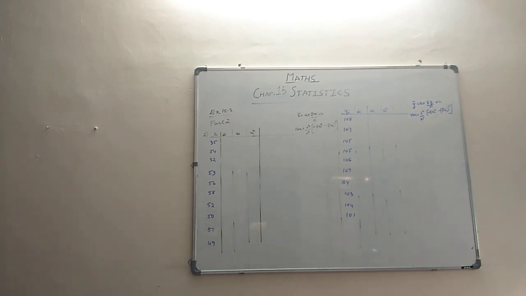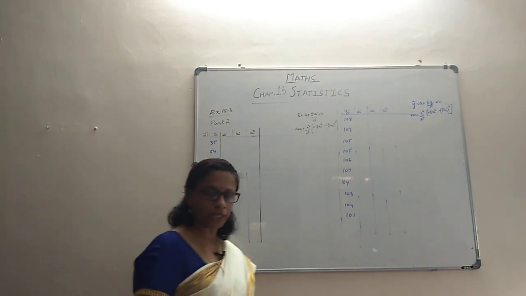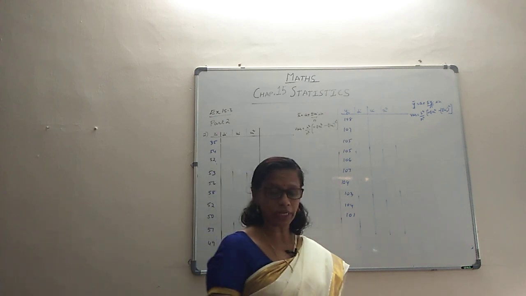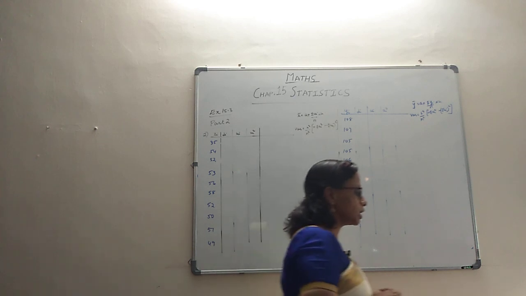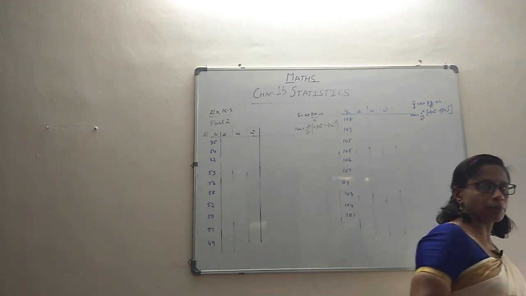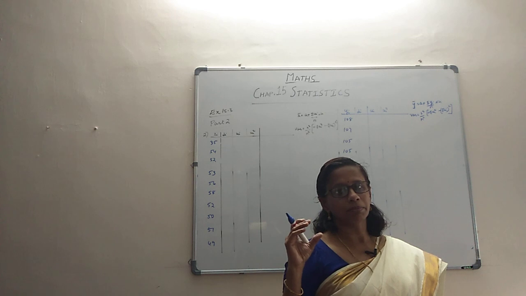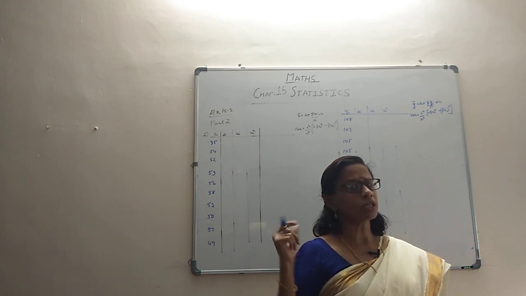Hello folks, we are taking the part 2 video of this exercise 15.3. Last video we had taken just the part 1 with that one problem which was so voluminous. So here now it's almost the same as what we did in part 1, but the problem is slightly simplified. Why? Because it's a discrete data.